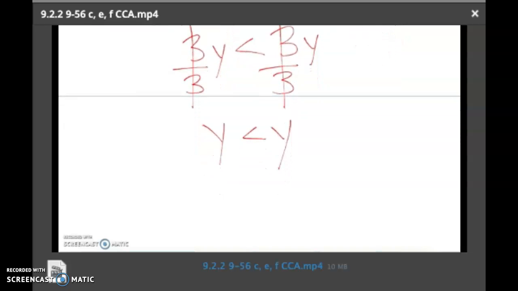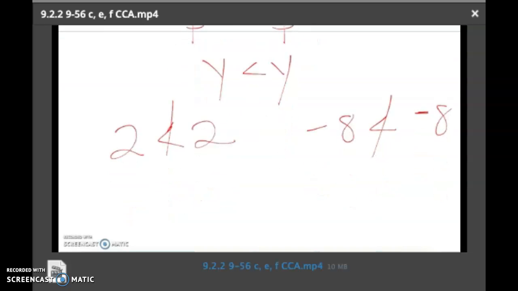So now I'm going to pick some numbers and substitute them in for y and see if we get a true statement. So maybe I pick the number 2. So let's see, 2 is less than 2. That is not true because 2 is equal to 2, so that didn't work. Maybe I try a different number, maybe negative 8. Negative 8 is less than negative 8. Again, not true because they're equal. So there's no number that we can substitute in for y to get the left side of this inequality to be less than the right side. So there's no possible number, so our answer is going to be no solution.